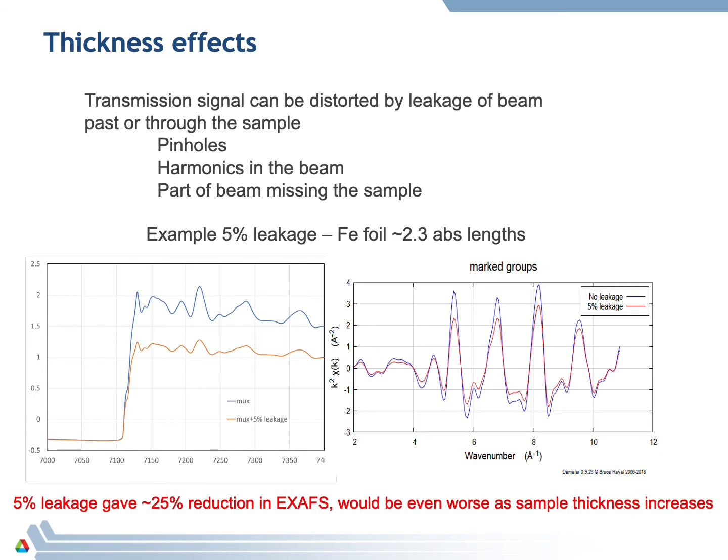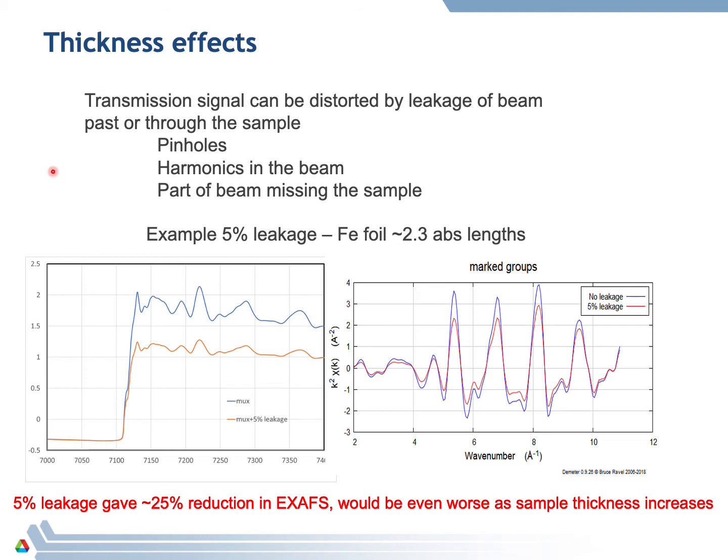Okay, now I want to talk about thickness effects, which could be quite important when you're doing transmission type experiments. So a thickness effect occurs when some part of the beam makes it through the sample or past the sample without feeling the absorption from the element of interest. For example, if you have a pinhole in the sample, or if somehow the beam is going around the sample, or another common factor is if there's harmonics, higher energies in the beam, they'll go through the sample without being affected by the edge of interest.